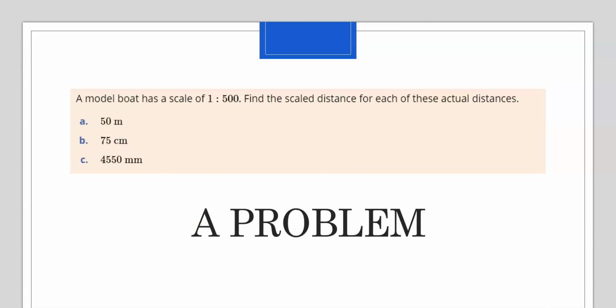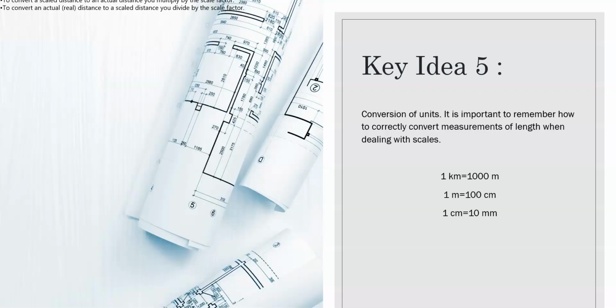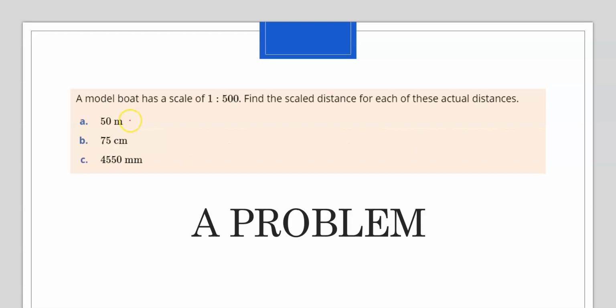Excellent. All right, a model boat has a scale of 1 to 500. Find the scale distance for these actual distances. So we're going to go 50 divided by 500. It's going to give us 0.1 meters. And this one, each of them we're dividing by our scale factor.